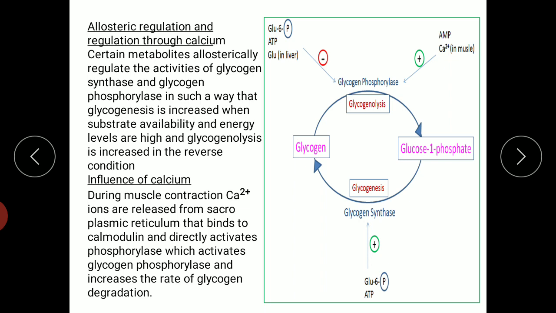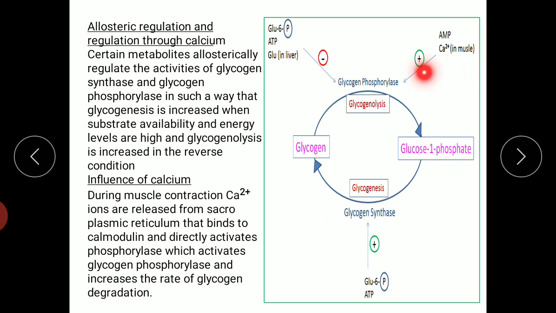Glycogen metabolism has 2 parts. One is synthesis of glycogen, and the second, the counterpart, is depletion of glycogen to glucose 1-phosphate. Synthetic process is called glycogenesis. Depletion is called glycogenolysis. 3 types of regulations are present: hormonal regulation, allosteric regulation, and regulation mediated through calcium ions.